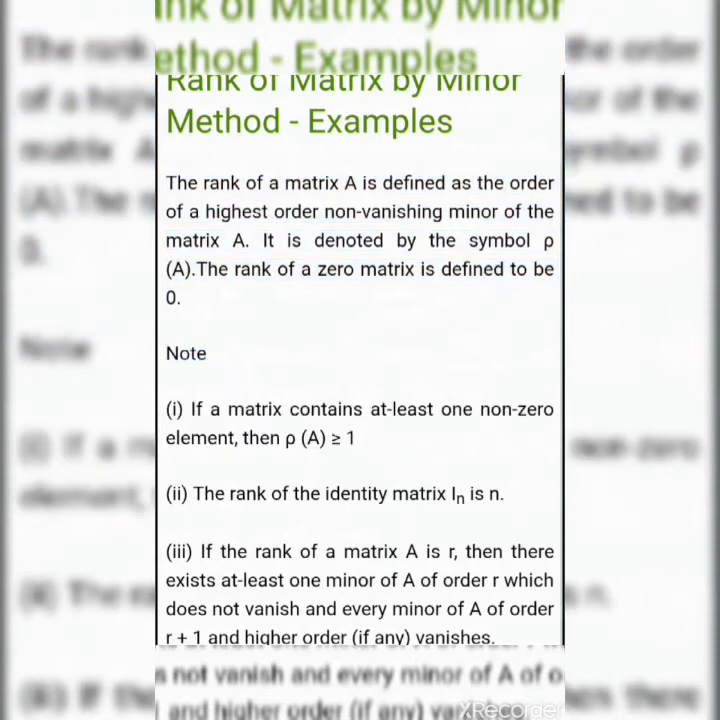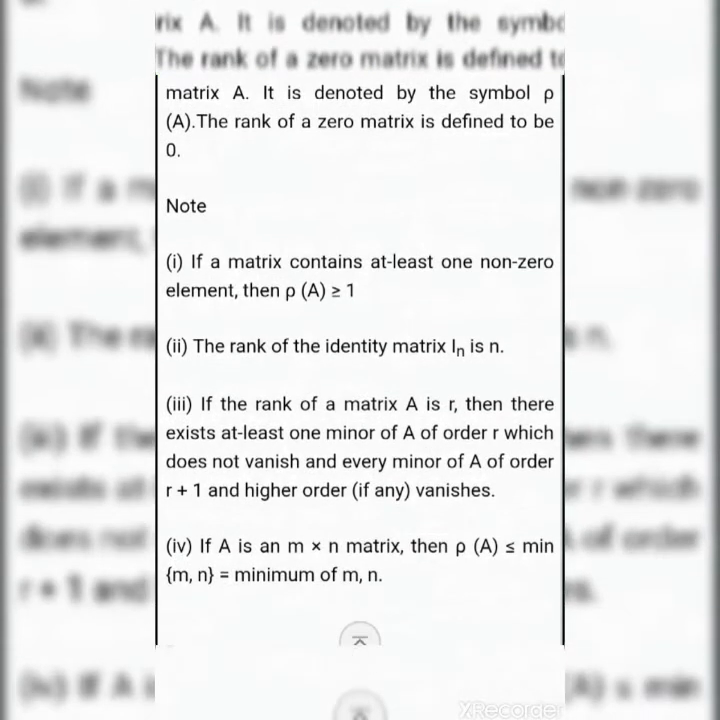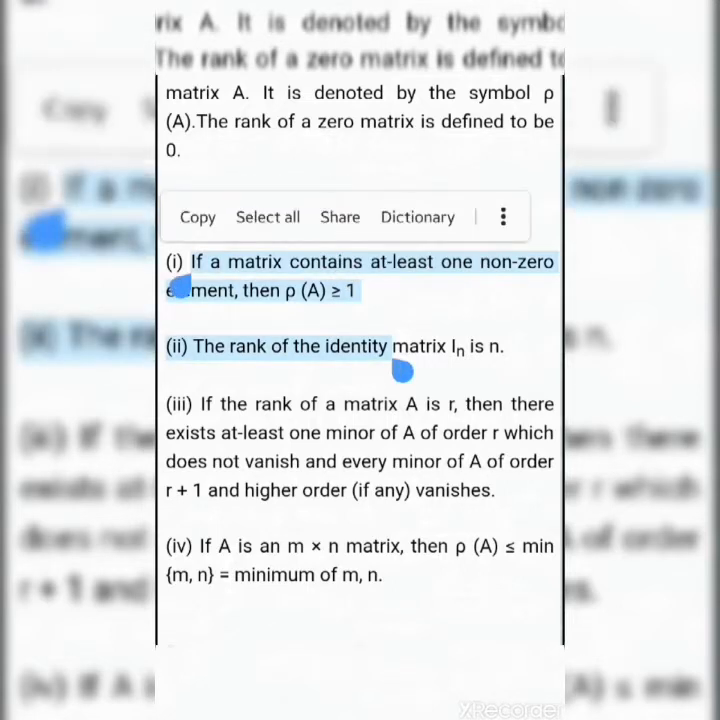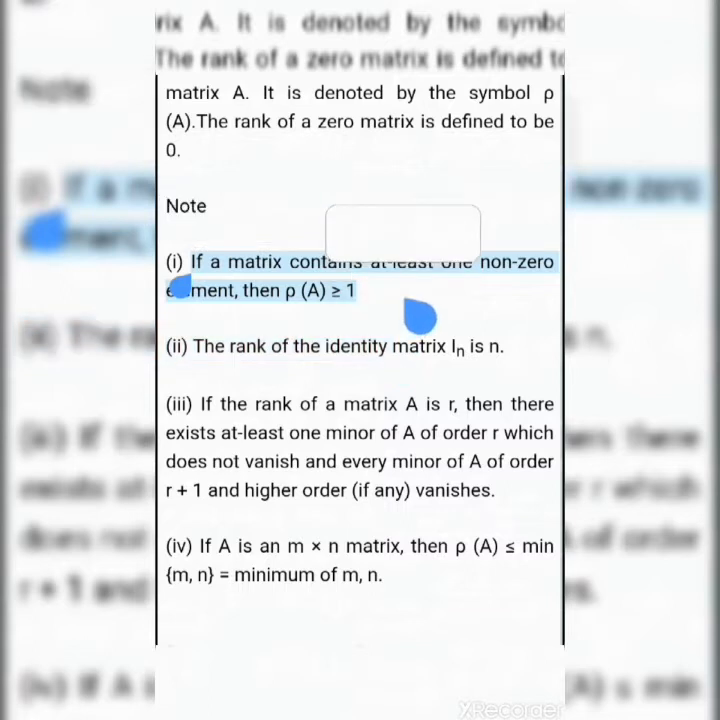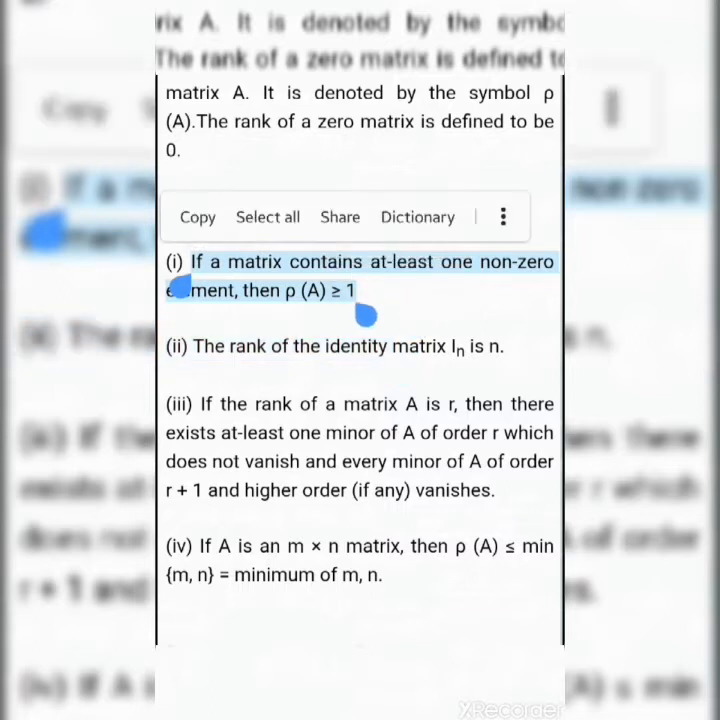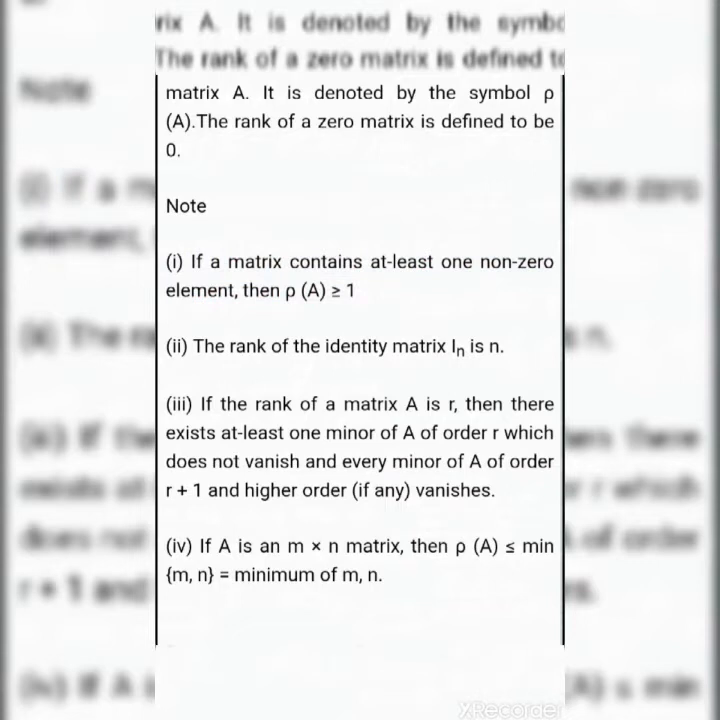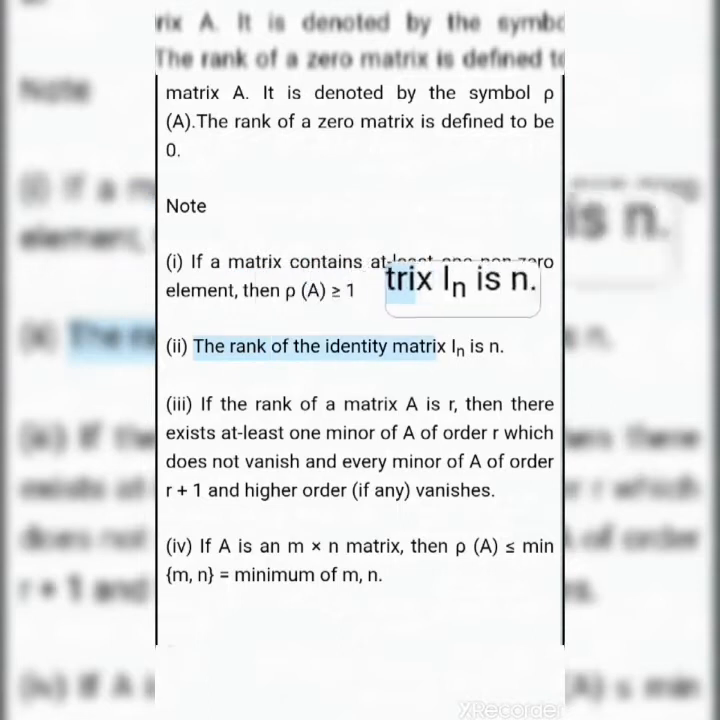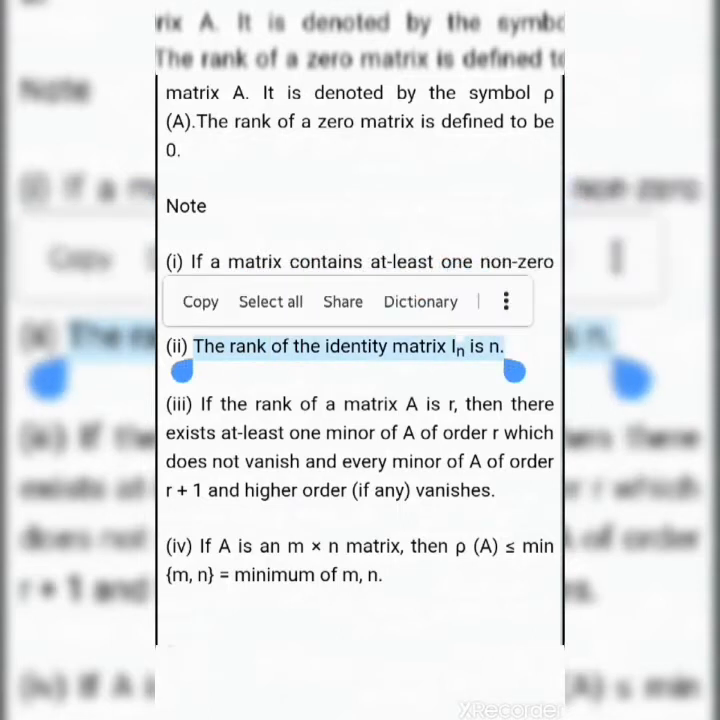Next, some notes இப்போ வந்து பார்க்கலாம். அதில் ஃபஸ்ட் நோட்டு என்னது அப்படின்னு பார்த்தோம் அப்படின்னாக்க, if a matrix contains at least one non-zero element, then rank of A is greater than or equal to 1. Second note, the rank of the identity matrix I n is n.